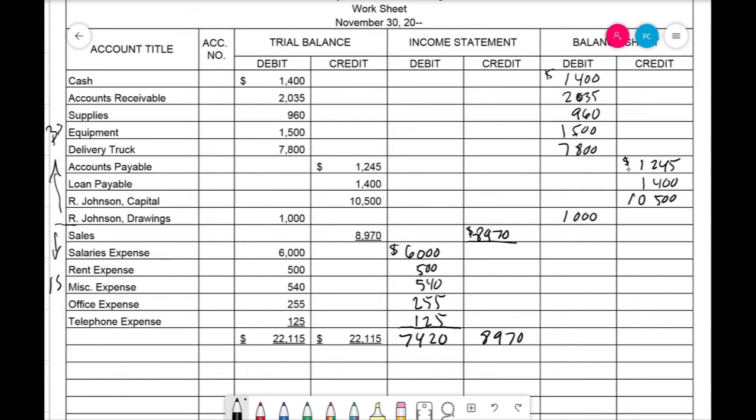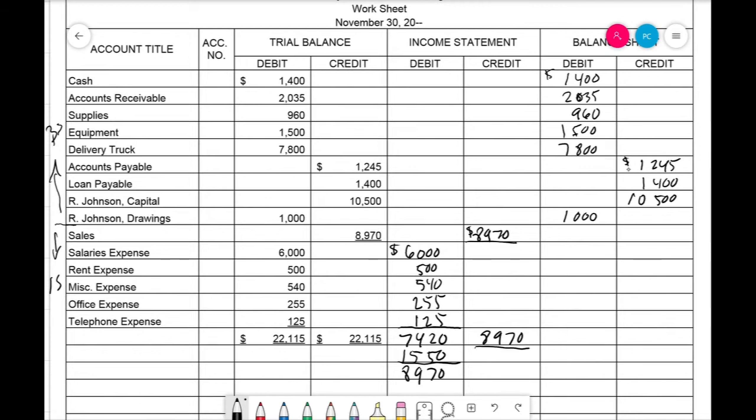Okay, so what is the difference between them? So you take the bigger number, whichever one it might be. In this case, it is the revenue side. So you take the revenue and you subtract the expense side, and you get 1550, which is going to then equal 8970. So now we've got that all sorted out.